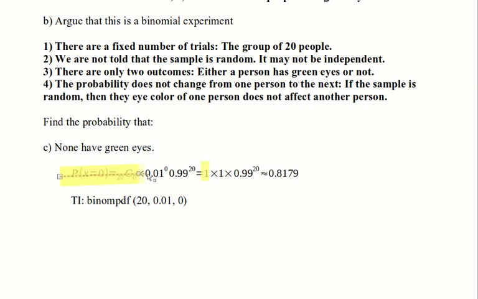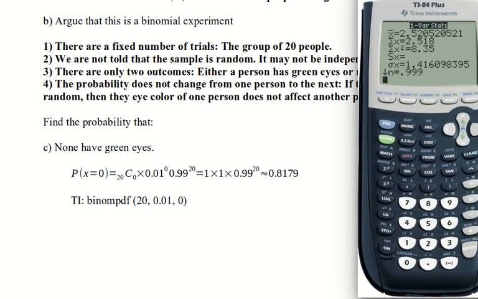We then take the probability of success and raise it to the number of successes. 0.01, that is 1%, to the 0th power is another 1. In other words, that didn't accomplish anything. And next we have to take the probability that someone does not have green eyes, 99%, and raise that to the 20th power. That is, everyone in this sample has eyes that are not green. So the question becomes, what is 0.99 to the 20th power? And according to our calculator, it is approximately 0.8179.